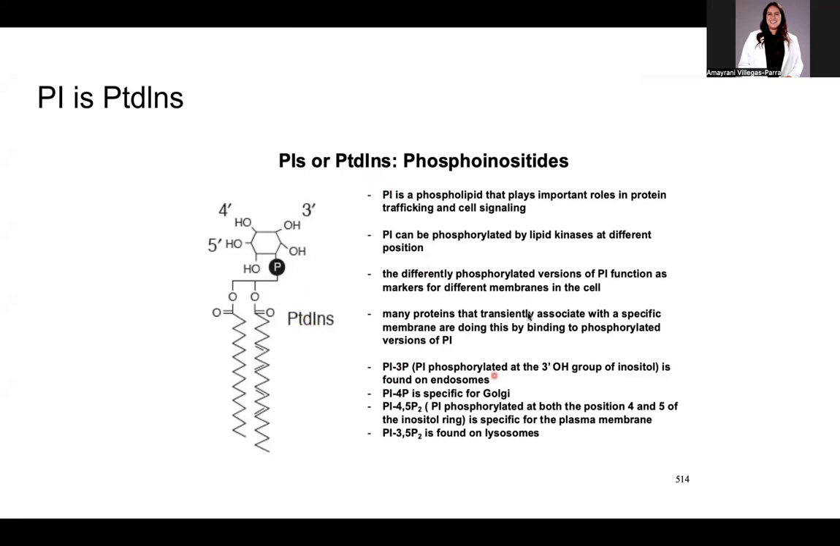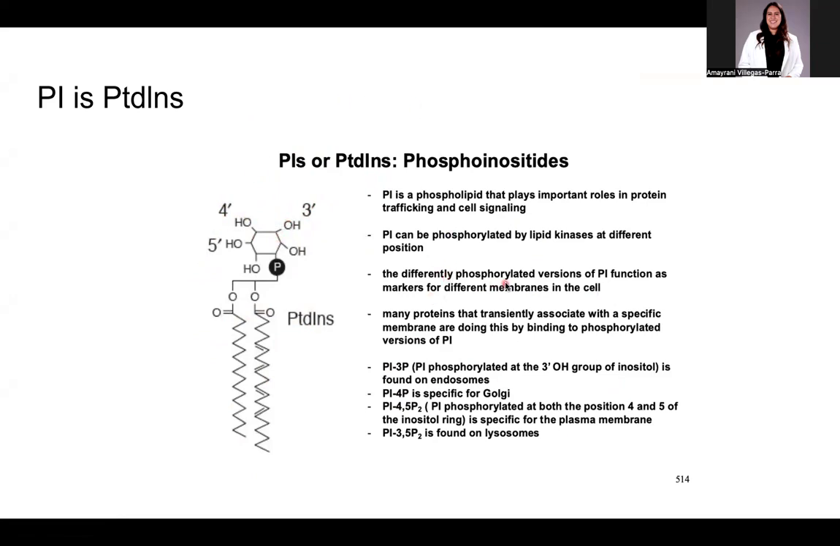For now, ignore all of these words and just focus on this structure. This is usually how a phosphoinositide looks. This is a simple PI. And they have these different carbon positions. They're able to be phosphorylated by a kinase at position 3, 4, and 5. They have different functions, and depending on where they're phosphorylated is what they're going to be doing.